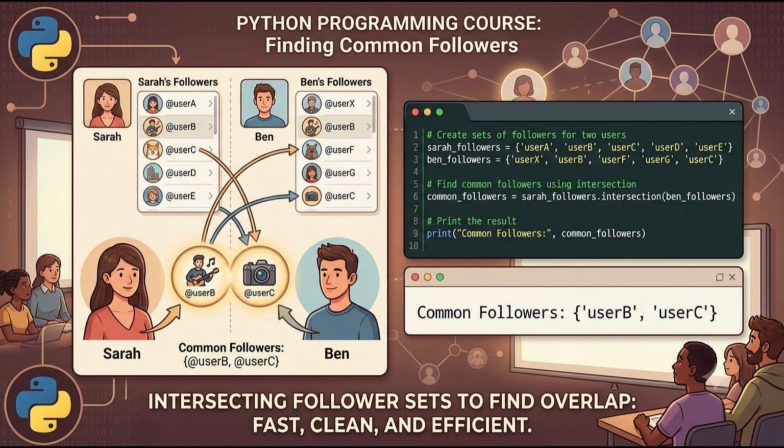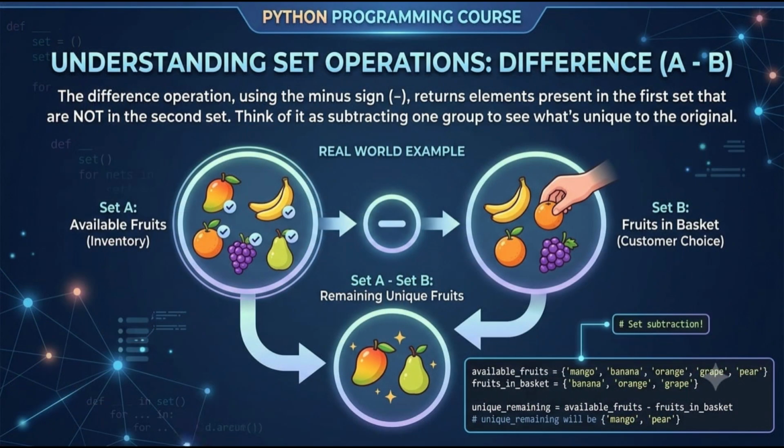Let's code a quick script to find common followers between two users. By intersecting their follower sets, Python instantly returns the overlap. Fast, clean, and efficient. Difference, using the minus sign, returns items in the first set that are not in the second. It's like subtracting one group from another to see what's unique to the original.